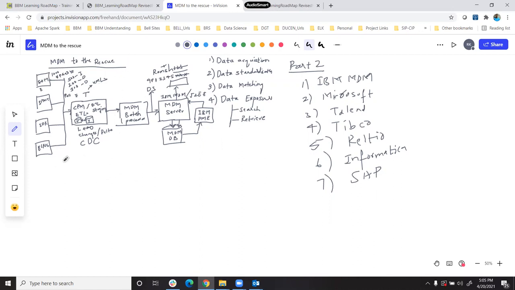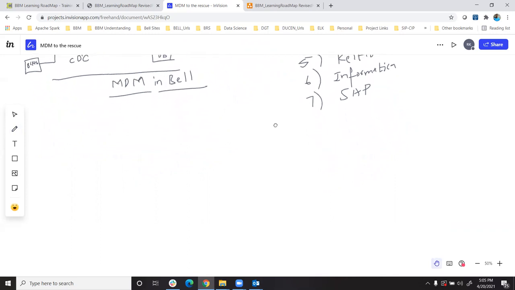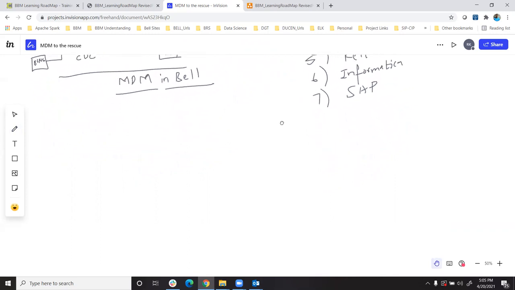But then in our MDM, although our stack is IBM MDM, we have customized it to a great extent. And we will talk about why we customized it. There were challenges. What were those challenges? Why did we have to do a lot of customization? We shall speak on that.